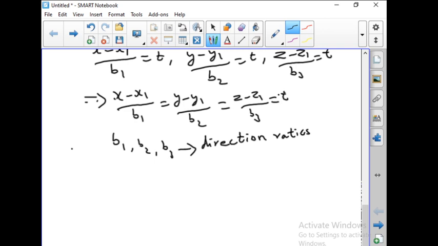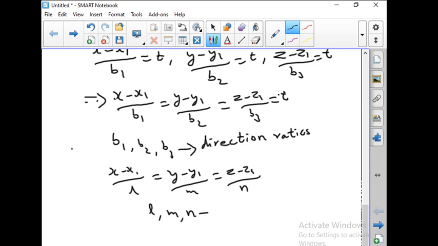Okay, so since the direction cosines of a line are proportional to direction ratios of the line, if l, m and n are the direction cosines, then the Cartesian equation of the line will become x minus x1 by l is equal to y minus y1 by m is equal to z minus z1 by n, where l, m, n are the direction cosines.